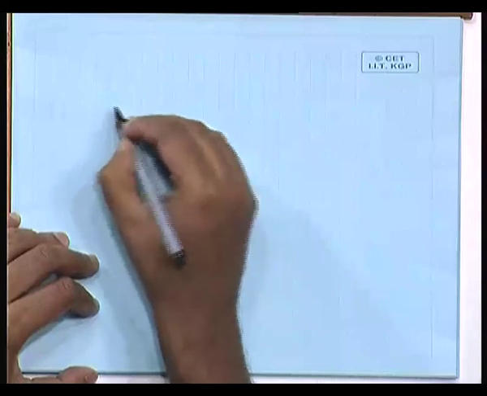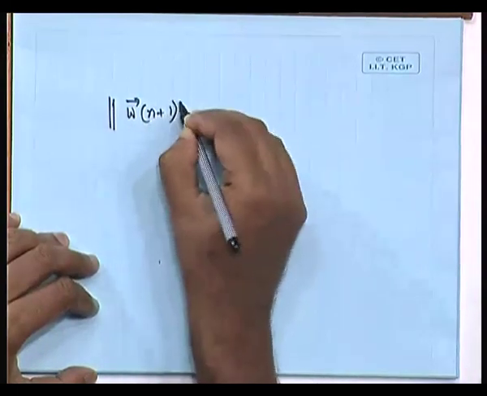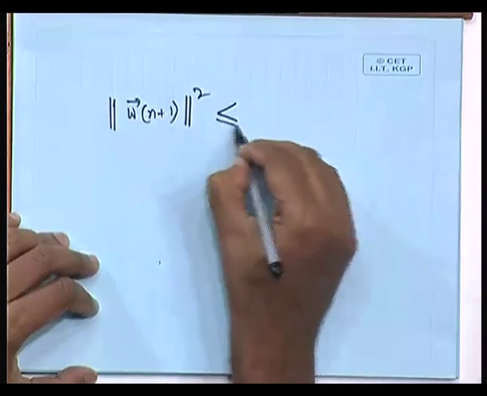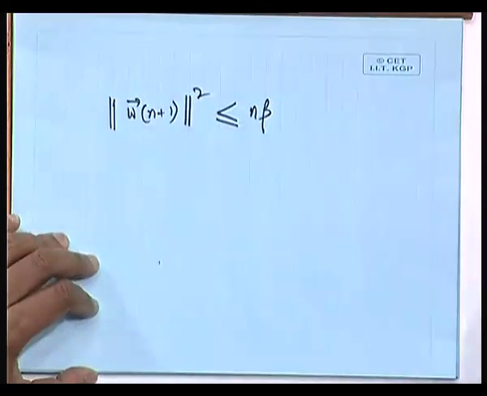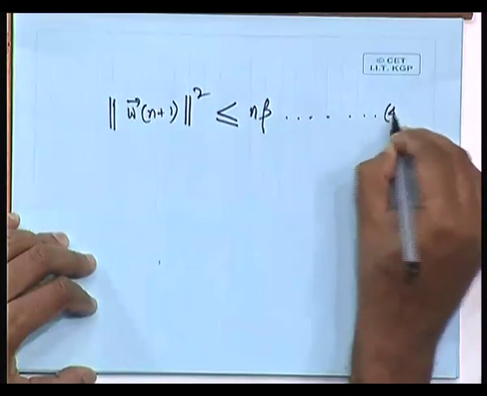So what we are getting is that w n plus 1 square is less than or equal to n beta, and let us call this equation number 4.